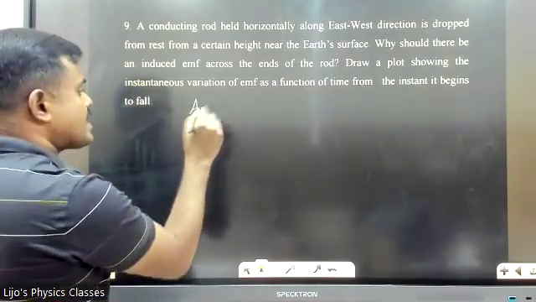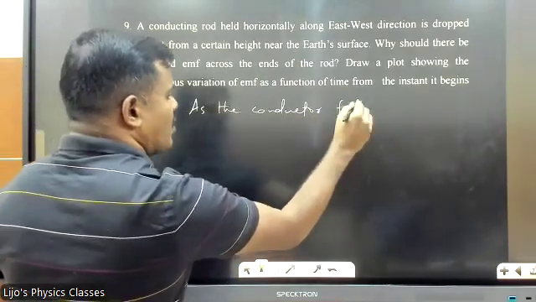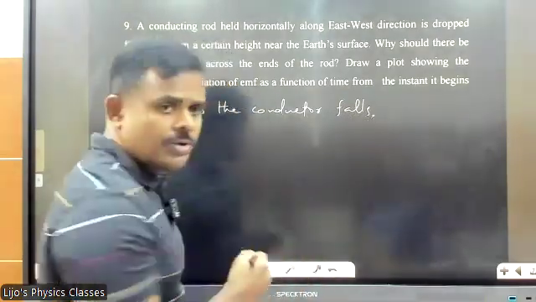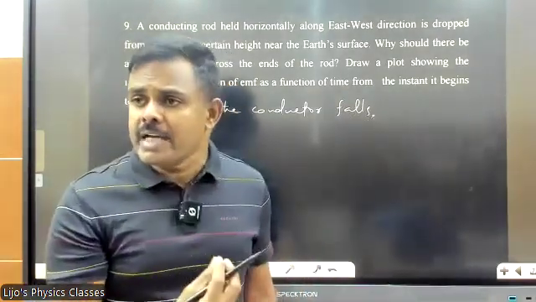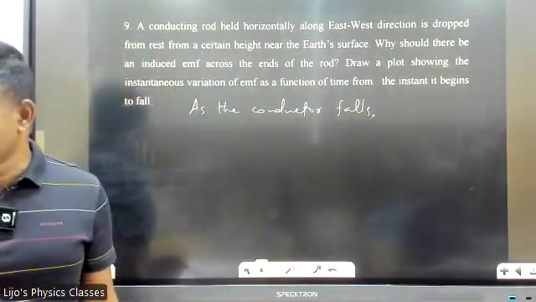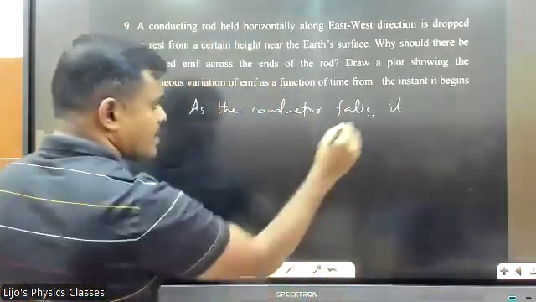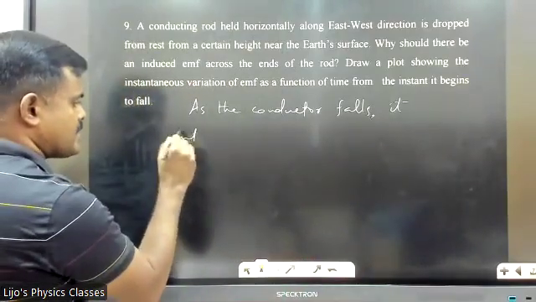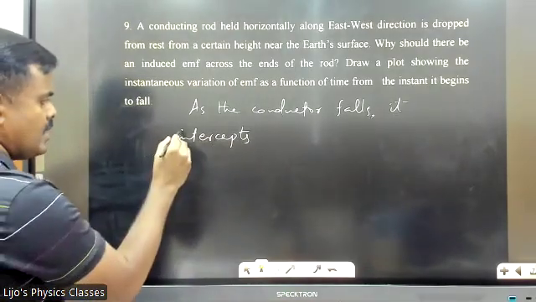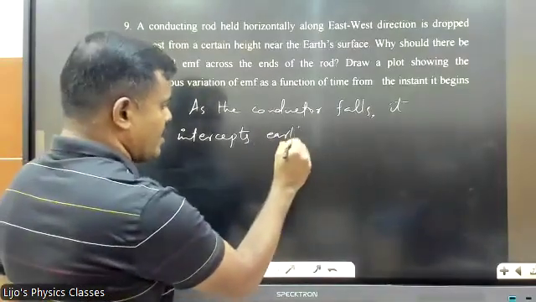You can write, as the conductor falls. As the conductor falls, it is cutting Earth's magnetic field lines, right? Correct. See, I'm teaching for the whole class. Everyone should tell me, okay? As the conductor falls, it intercepts or cuts. Intercepts, that's a technical word. In simple language, you can write cuts Earth's magnetic field.